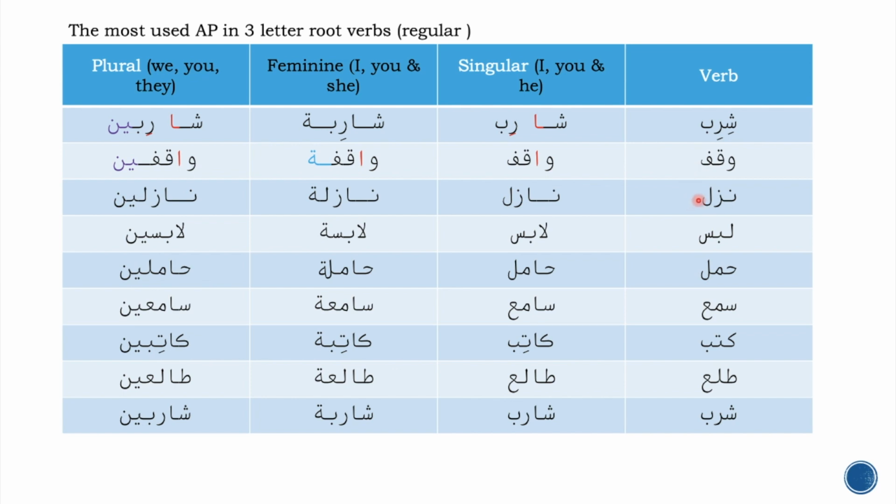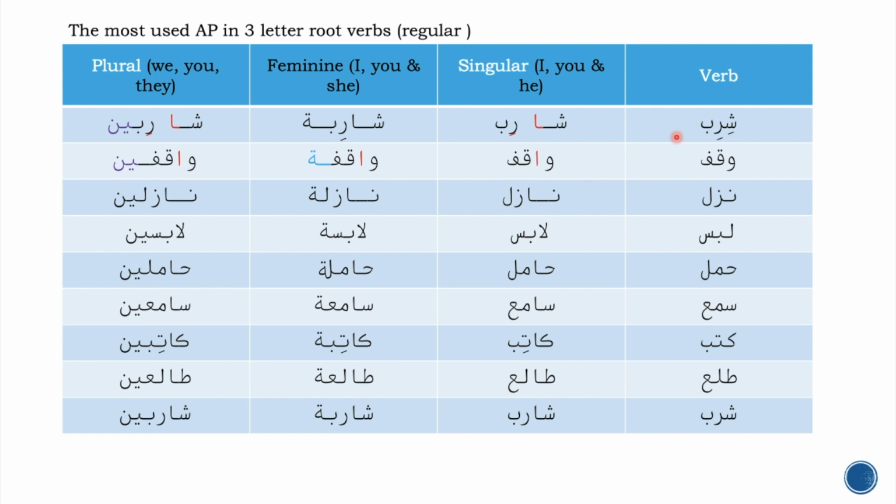نزل is to get down or get off. لبس is to wear. حمل is to carry. سمع is to listen or hear. كتب is to write. طلع is to go out or go up in a building. And شرب is to drink.